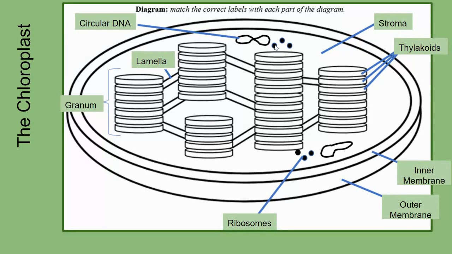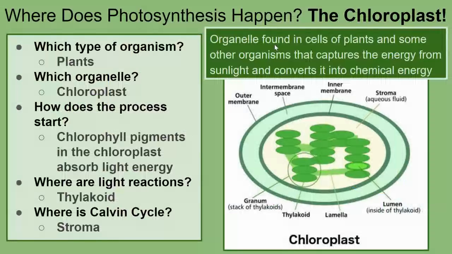But anyway, let's talk more about why that all matters. So where does photosynthesis happen? Of course, that happens in the chloroplast, which is an organelle in plants and some other organisms, but mostly plants, and it captures the energy from the sunlight. In the thylakoids, there are pigments, and they capture that sunlight energy and convert it into chemical energy, which is glucose. So what type of organisms have chloroplasts? It's plants. In which organelle does photosynthesis happen? It's the chloroplast.